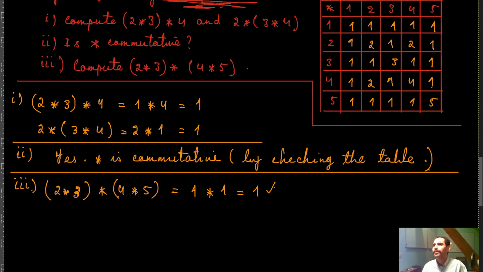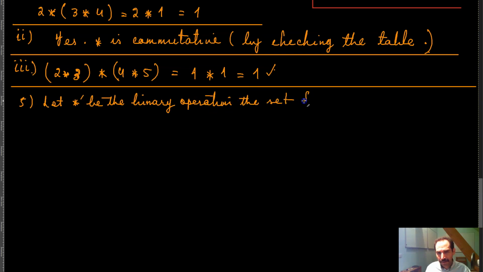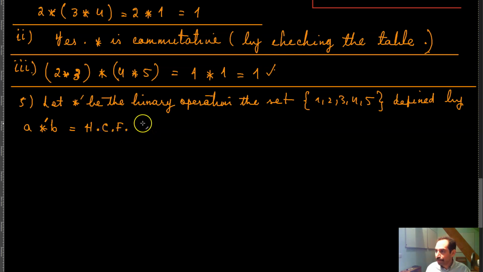So now the next question is question number 5. Okay, so now let's do question number 5, which is let star prime be the binary operation on the set 1, 2, 3, 4, and 5, defined by A star prime B is equal to HCF, the highest common factor of A and B.